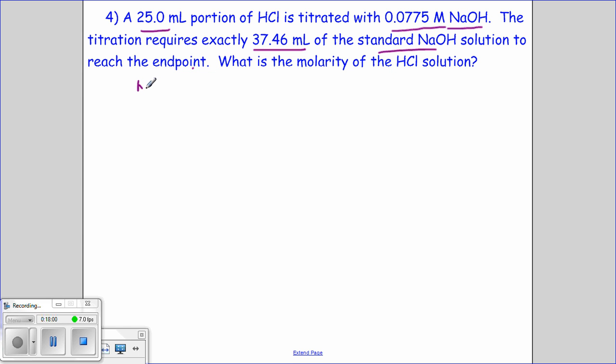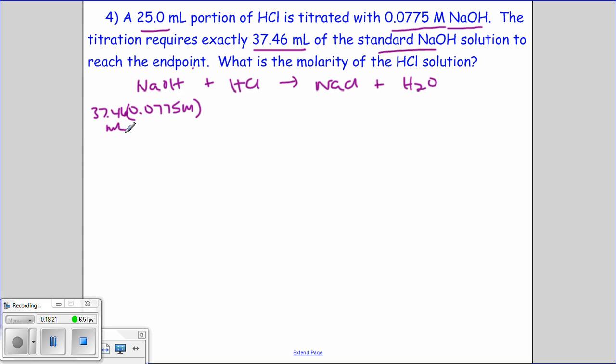So same thing, NaOH plus HCl yields NaCl plus water. We know that this is 0.0775 molar, and we know the volume, 37.46 milliliters. And we can assume this is millimoles per milliliter. We could set this up like the before, during, and after equation, but we simply don't need to do that. We just need to do basic stoichiometry. So I'm going to write this a little bit neater.